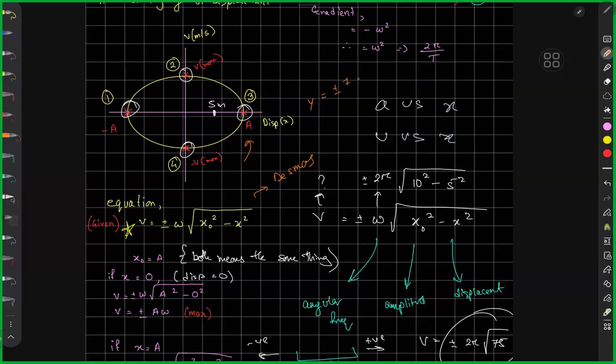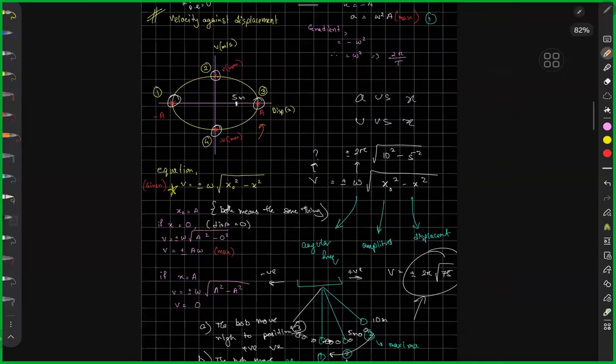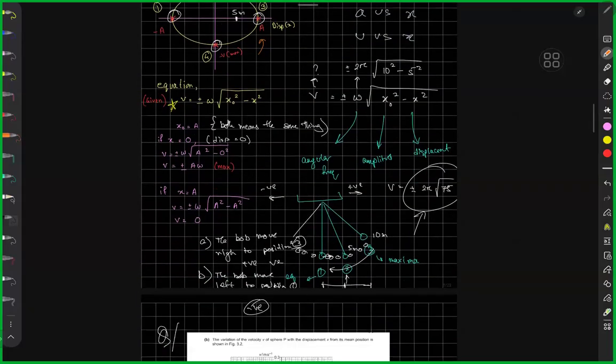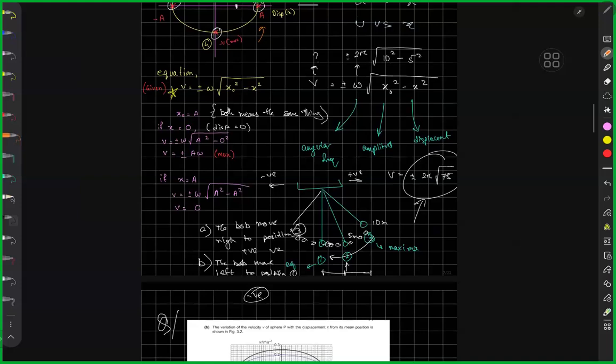So let's say I take omega as 7, root over x naught squared, let's take 10, minus x squared. And if you try and plot this graph in your Desmos calculator, online, website, anywhere, you will see this elliptical shape come up. Okay? Great. So this is how the equation for velocity looks. Basically, we are plotting how velocity changes with respect to displacement.